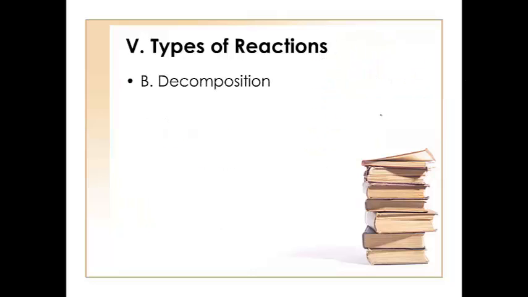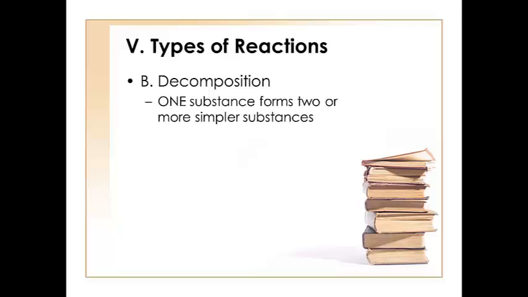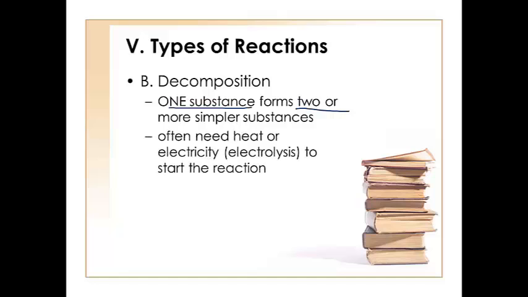The second type of reaction is something known as decomposition. This is pretty much the opposite of a synthesis reaction. You start with only one reactant, and you have to have 2 or more products when you're done. The products could be compounds, they could also be elements. Now, to run a decomposition reaction, often you're going to need to add some heat to the reactants or electricity, which is called an electrolysis reaction, to get it started. So you have to start out with a compound, and only one, and you get 2 or more substances.